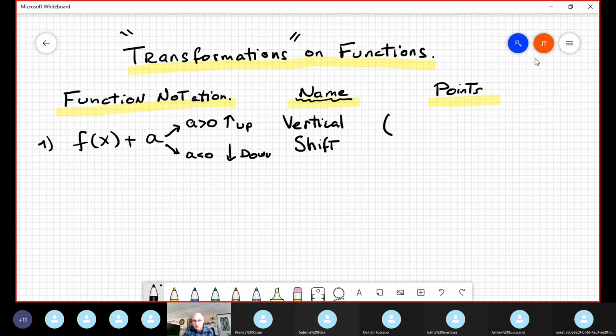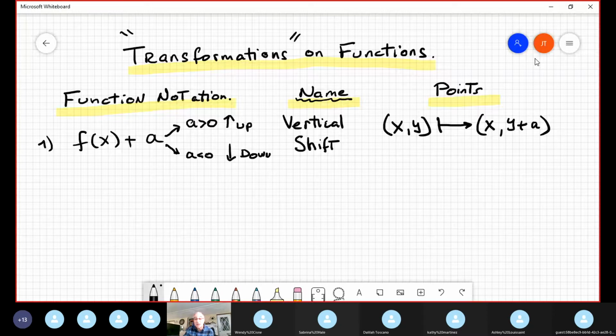Look, this is my original x comma y. And when you are doing the transformation, let me use that symbol to indicate transformation. The x component stays the same, but the y component changes, adding or subtracting the number, depending on the sign. If A is positive, it's up. If A is negative, down. Okay, to confirm that everything is clear, let me show you in Desmos.